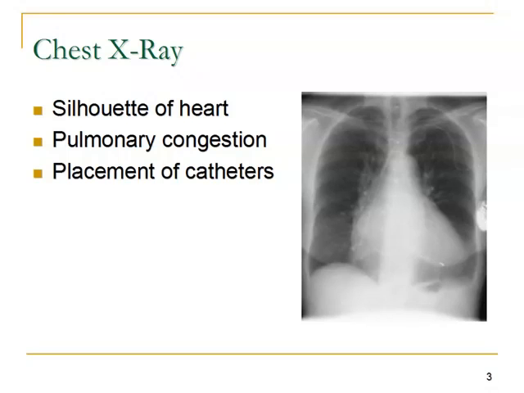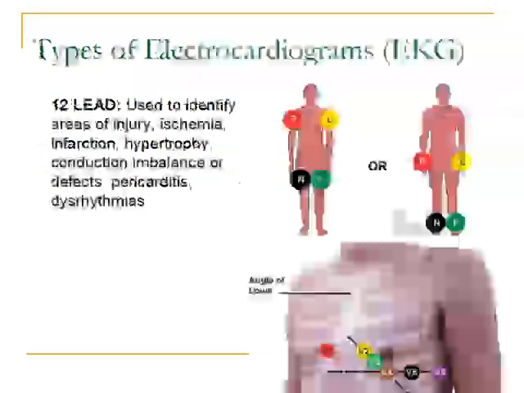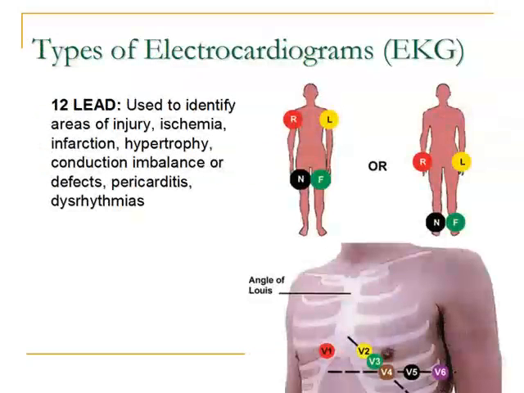in the correct placement. Patients with heart disease will typically have an EKG performed as part of their initial assessment, and a 12-lead EKG, which all of you have probably seen done on your patients at this point, is used to identify areas of injury, ischemia, infarction, hypertrophy, which is an enlarged heart, conduction problems within the heart or heart defects themselves, and can help to determine pericarditis and dysrhythmias that the client may have. So it can give a lot of useful information, and it's a very non-invasive test. Obviously, it's not painful for the patient, and it can be interpreted rather quickly in an emergency type of situation.